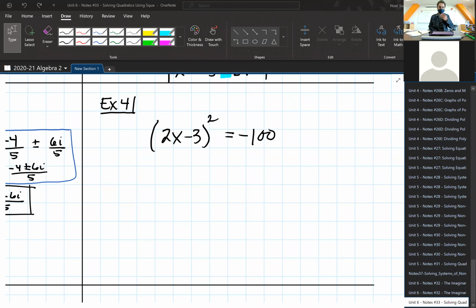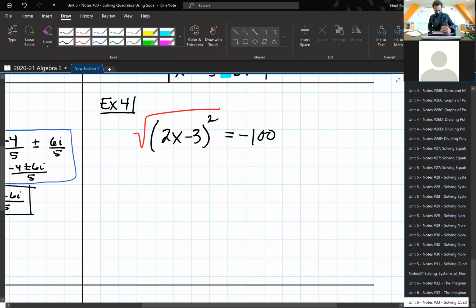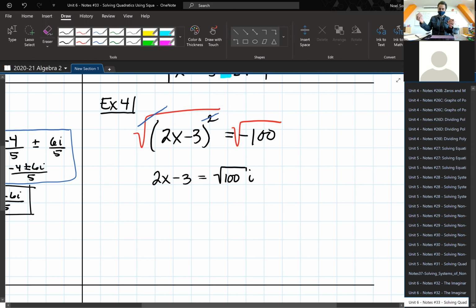Okay, so I think we agree that it's already set up nicely in a way where we can just go ahead and apply the square root on both sides. So let's go ahead and do that. If we do, that allows us to then cancel out. That leaves us with 2x minus 3 is equal to the square root of negative 100, right? The i gets pulled out, extracted out of the square root. But since we need two solutions, don't forget you need a plus or minus.